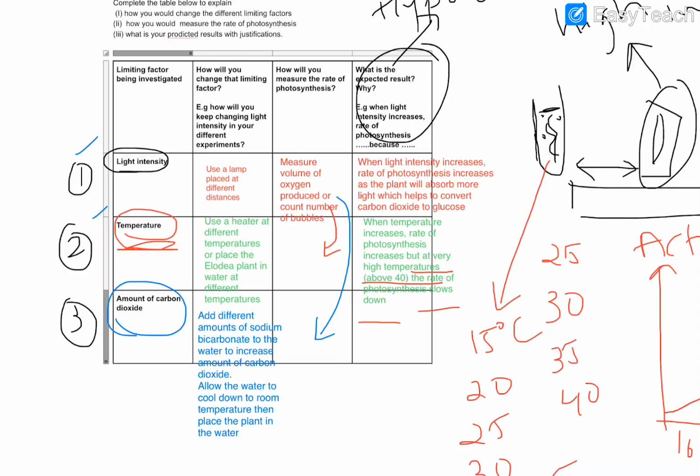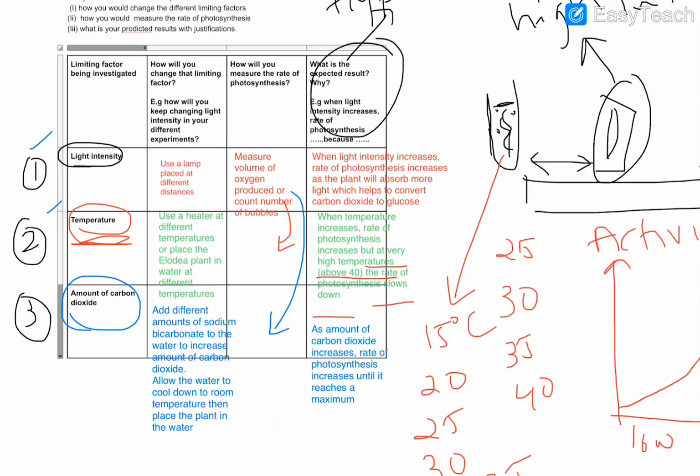So how do we measure the rate of photosynthesis? Same way: measure oxygen produced or count the number of bubbles. And what is the expected result? Same thing: when the amount of carbon dioxide increases, you're going to have more photosynthesis. So as the amount of carbon dioxide increases, the rate of photosynthesis will increase until it reaches a maximum.